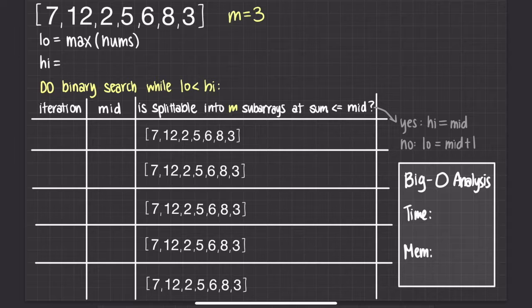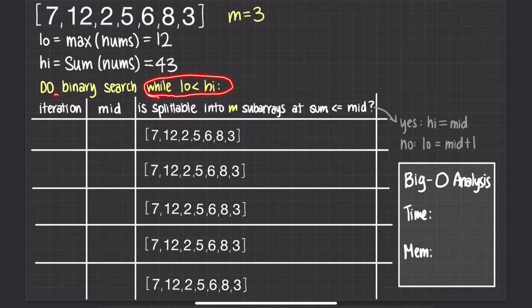The upper bound, the worst case, is if we only have one m. We can only split this array into one possible subarray. In that case, our upper bound would be the sum of nums, in which case low would be equal to 12 and high would be equal to 43. While low is less than high, we're going to do binary search.